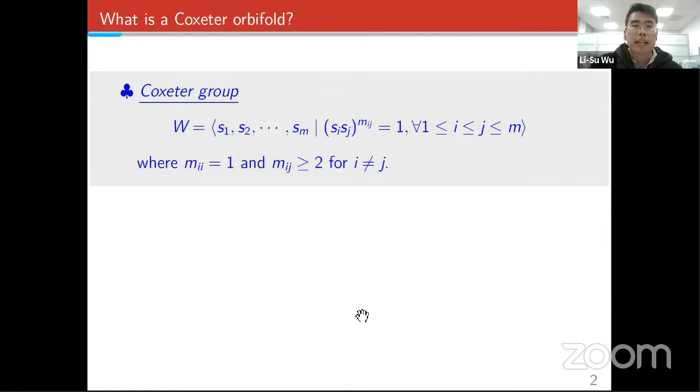So next, let's look at what a Coxeter orbifold is. First, a Coxeter group has a presentation with relations like this formula, where m_ii equals 1. So its generators all have order 2, and if m_ij equals 2 for all i not equal to j, then this Coxeter group is called a right-angled Coxeter group.